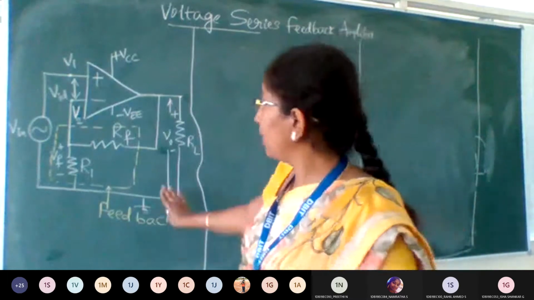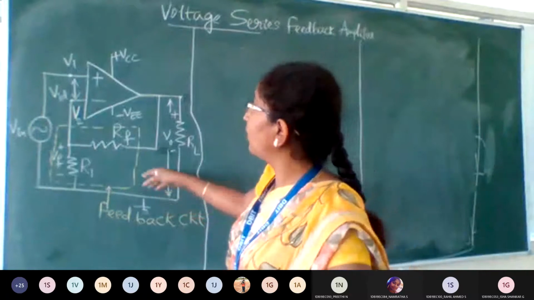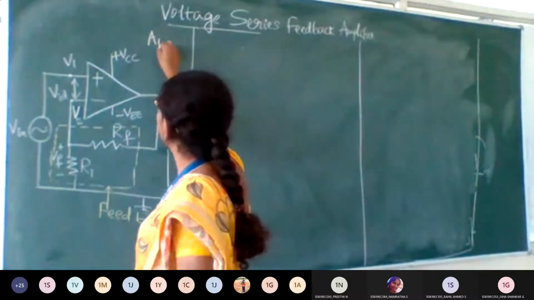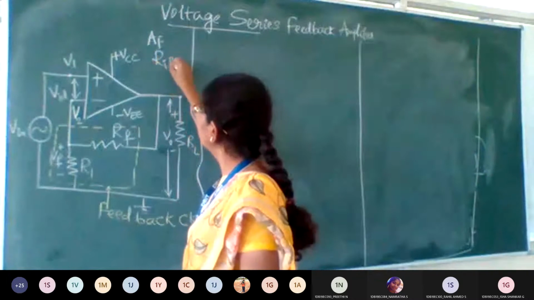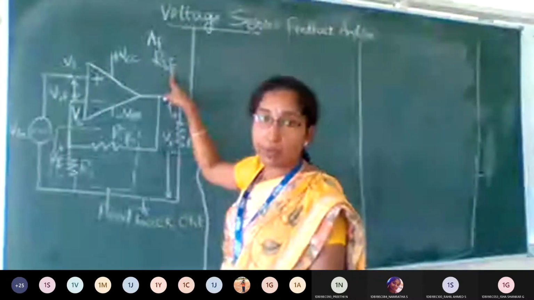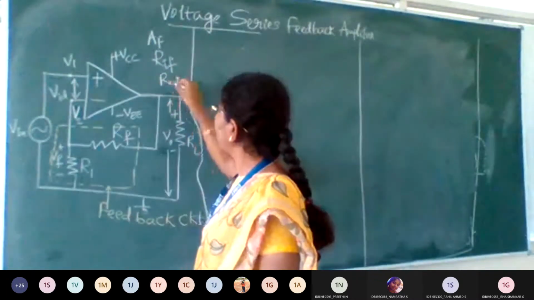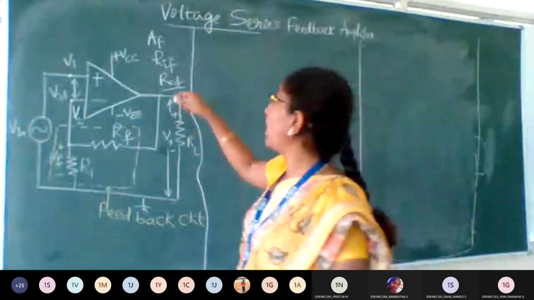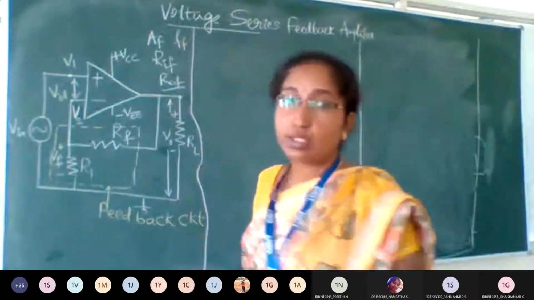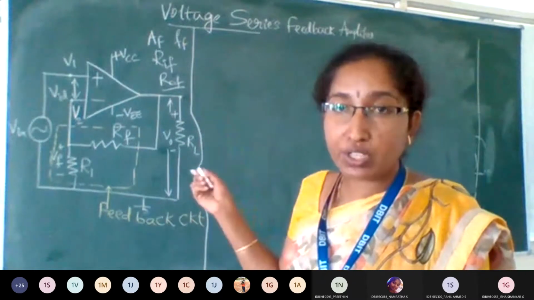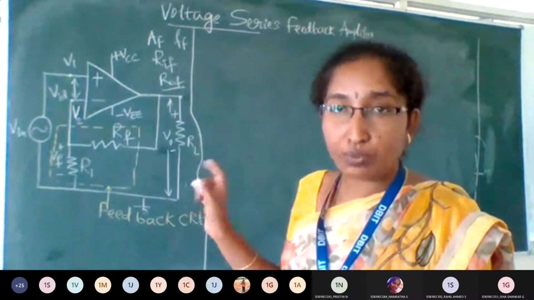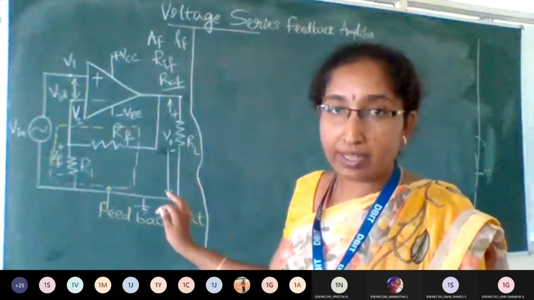The main intention here is to find the gain. So voltage gain with feedback AF, input impedance with feedback RIF, output impedance or output resistance with feedback ROF, and bandwidth with feedback FF. These are the notations you need to find with feedback, because we are talking about feedback.